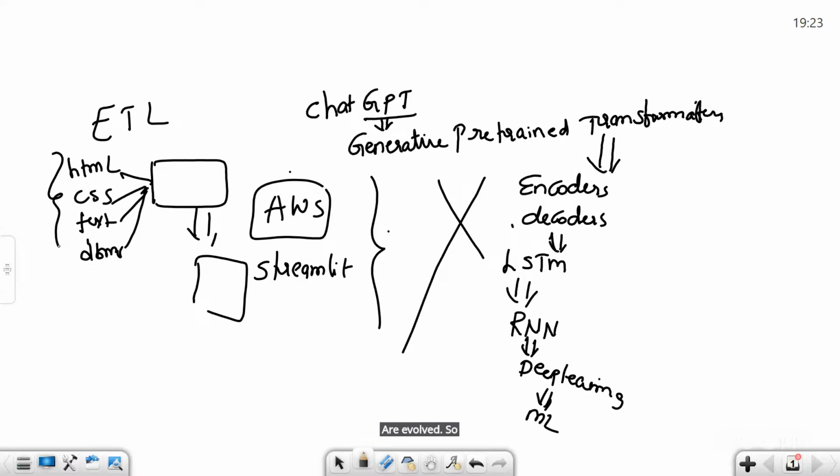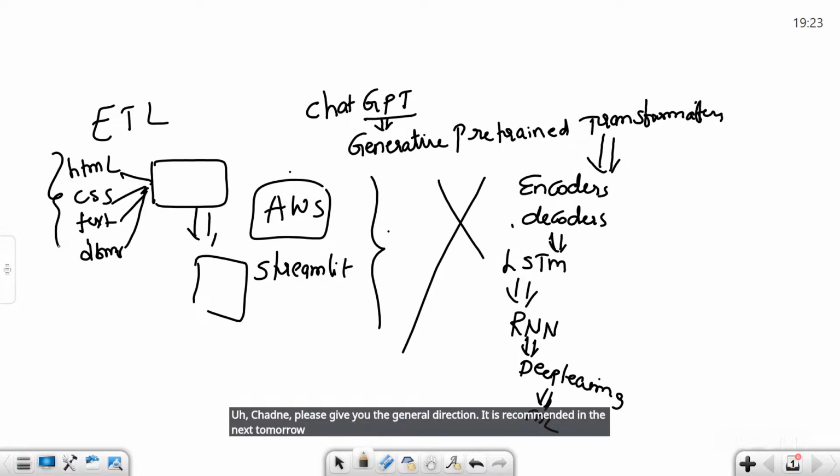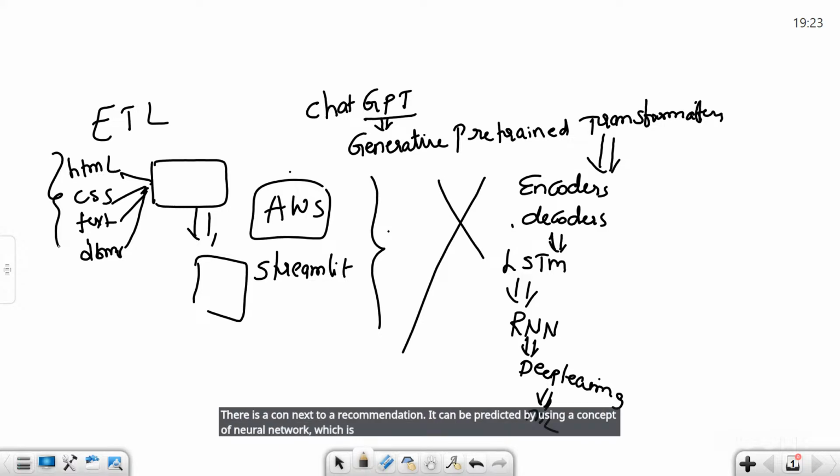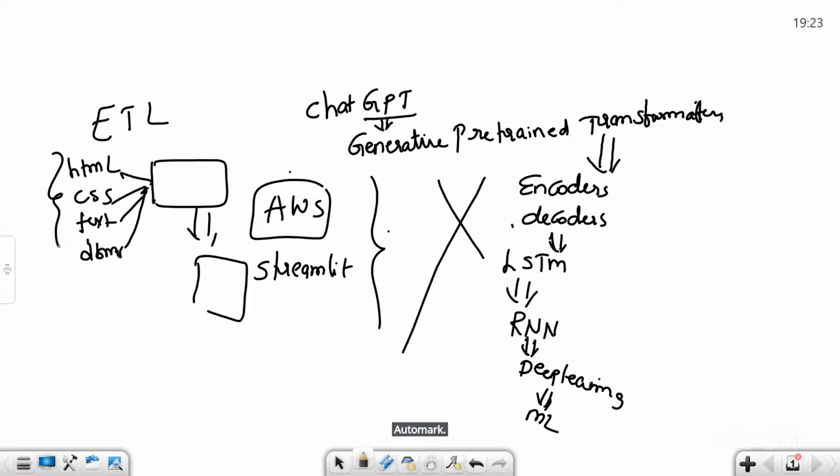For example, have you ever thought about how ChatGPT generates text? It is recommending the next word, the next word we generate. That is called next word recommendation. It can be predicted by using the concept of neural networks, such as RNN. So for generative AI, all the concepts work by using neural network algorithms.